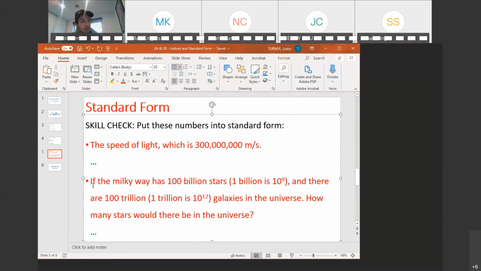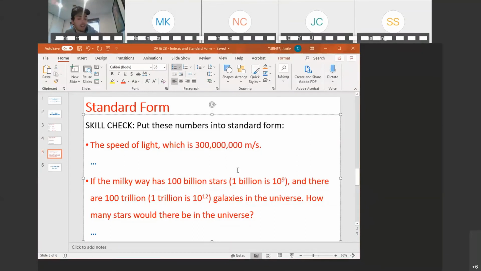And then also, if the Milky Way has 100 billion stars, remember that 1 billion is the same as 10 to the power of 9. And there are also 100 trillion galaxies in the universe. How do we write in standard form how many stars there are in the total universe? So I'll give you guys a minute or two to have a think about that, and then we'll go through the answers.